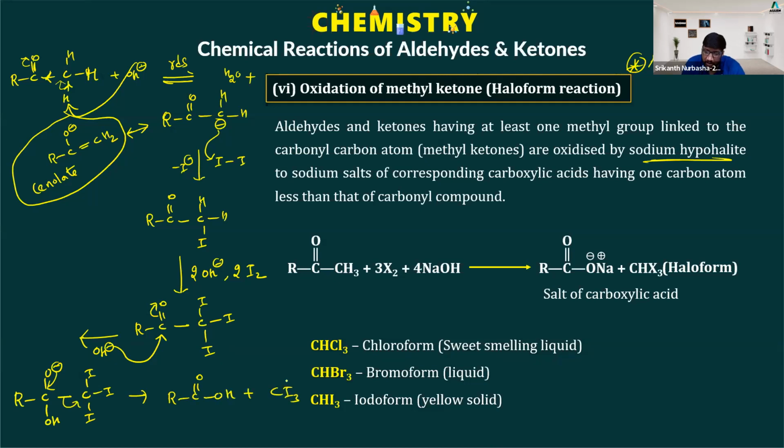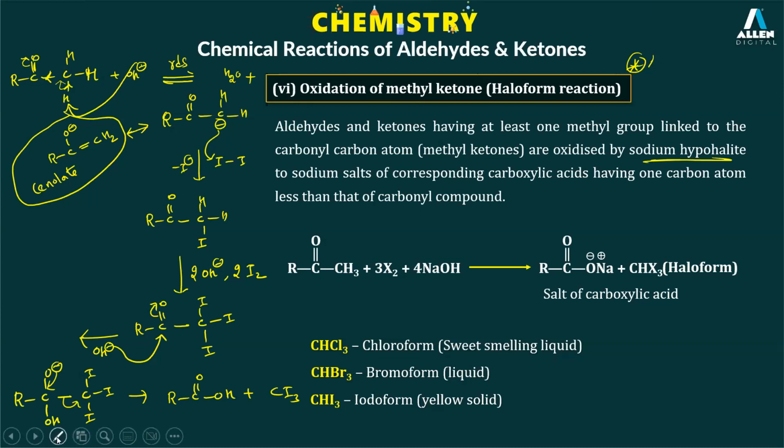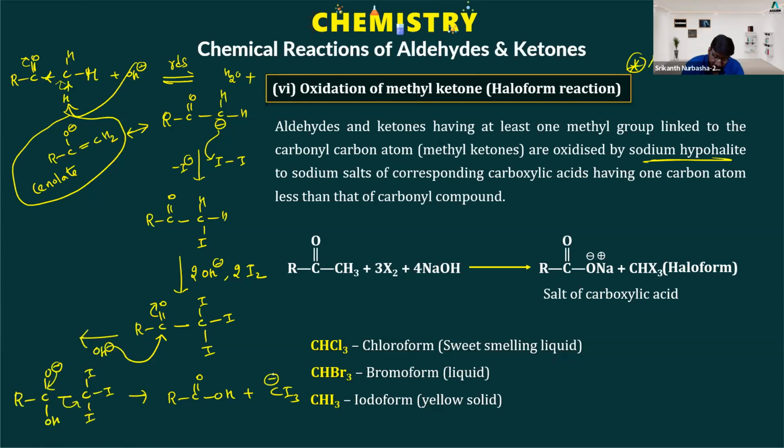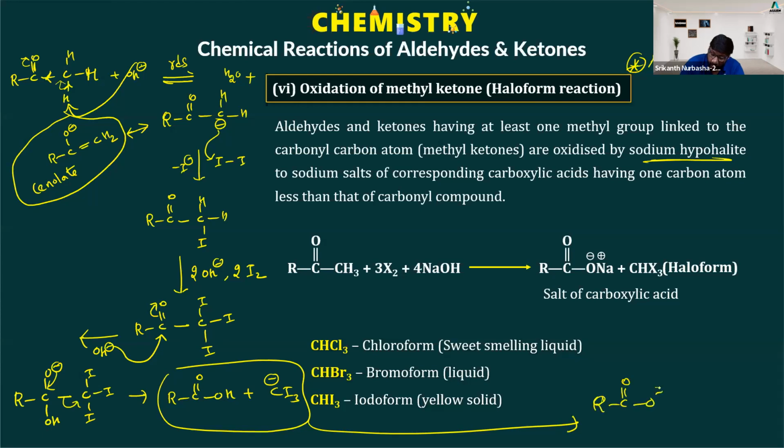Do we have any charge on the carbon of CI3? Negative charge should be present or not? Negative, because the carbon-carbon electron density is taken. So this negatively charged CI3 minus will try to pick up this proton, leading to the formation of what? R-C=O-O minus plus CHI3.